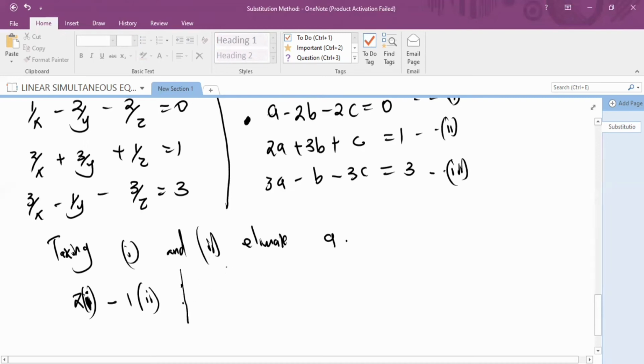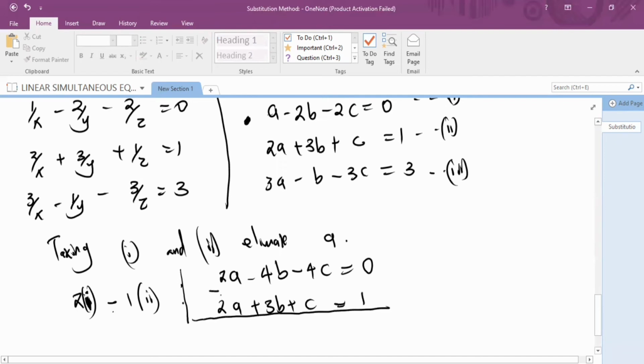Now, taking that, what do we have? So 2 of equation 1, I'll multiply all throughout equation 1. So that will be 2a minus 4b minus 4c is equal to, multiplying by 2 here, you get 0. Then multiplying equation 2 by 1, that is 2a plus 3b plus c is equal to 1. Subtracting these two equations, what will we have? So subtracting, clearly you see I've eliminated a, it's 0, minus 4b minus 3b, that will be minus 7b.